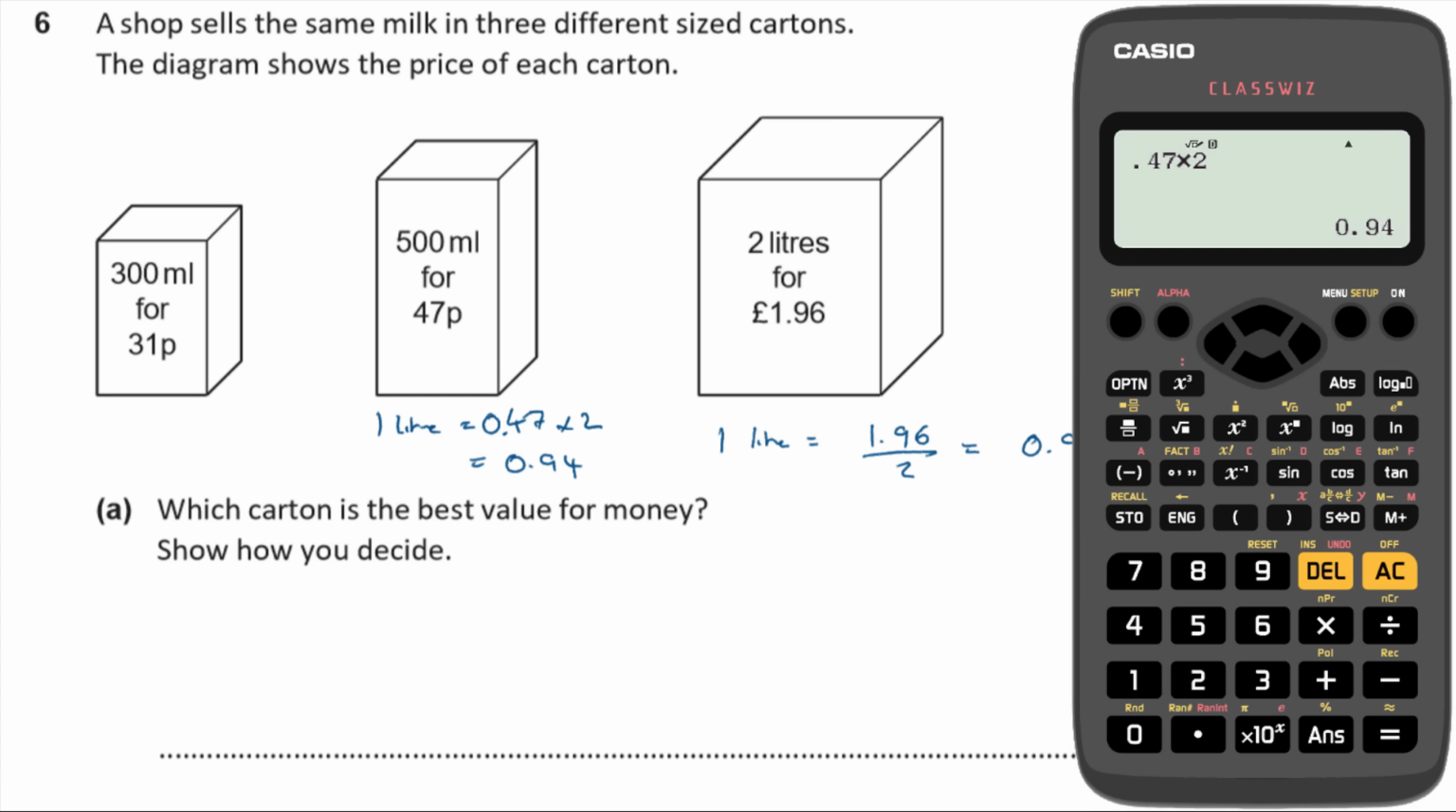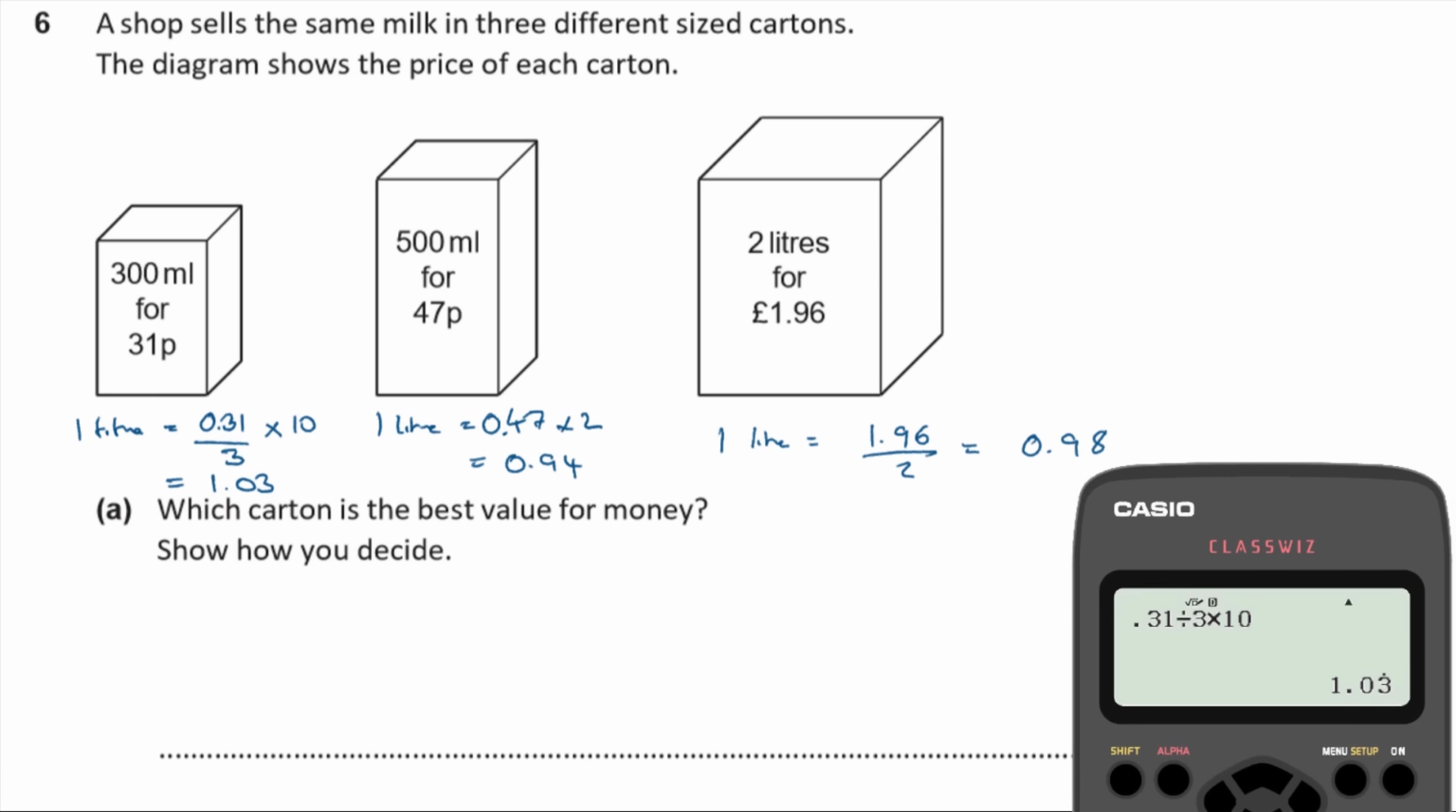94p there. And then the 300 millilitre one for 31p. This was a little bit trickier to do. 1 litre here. What I'm going to do is take 31p and divide it by 3. That will tell me the price for 100 millilitres, and then I'm going to times it by 10. So I'm going to basically find 10/3 of 0.31. So 0.31 divided by 3 times by 10. That should tell me the cost of 1 litre. That is £1.03 recurring. So that's just £1.03 to the nearest penny then, isn't it?